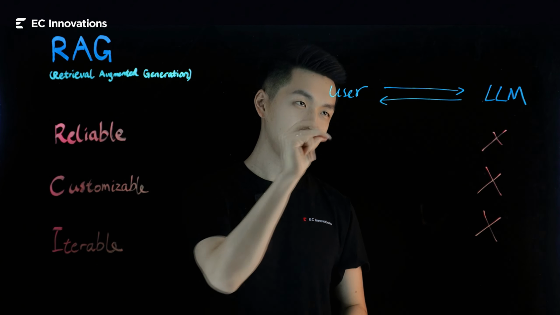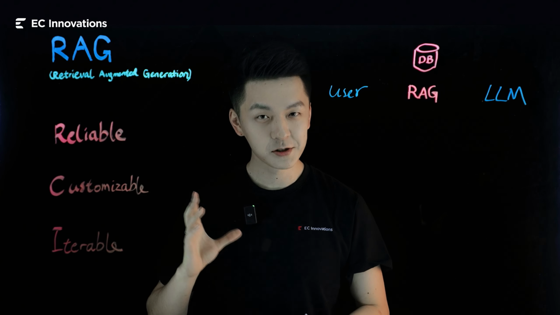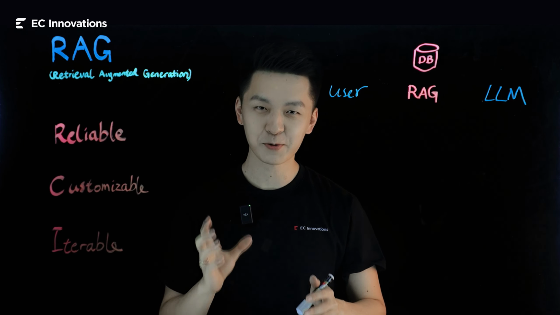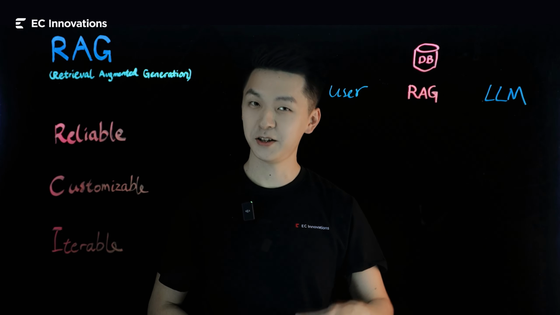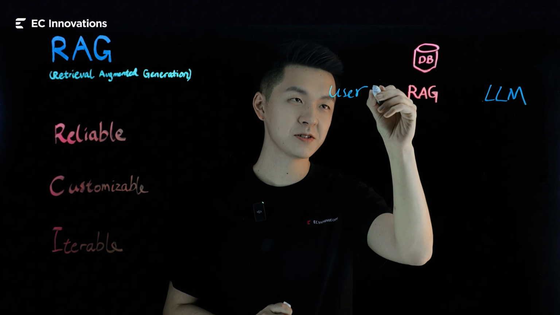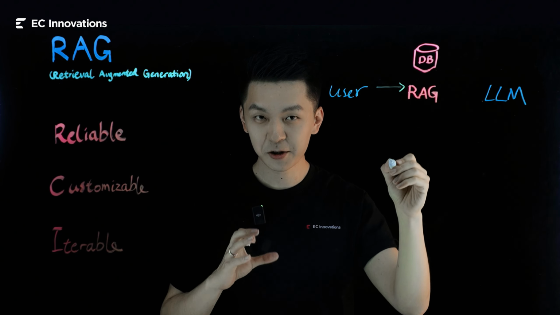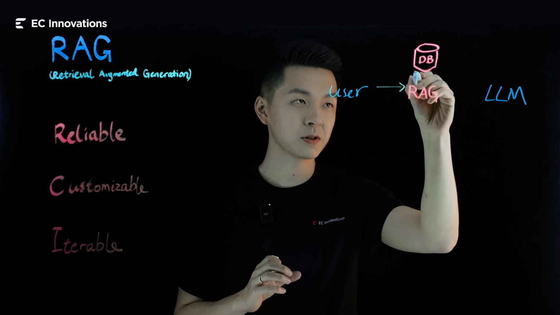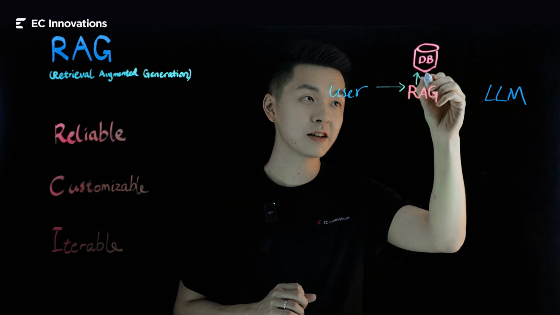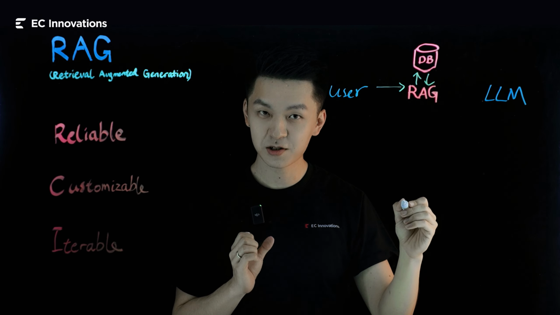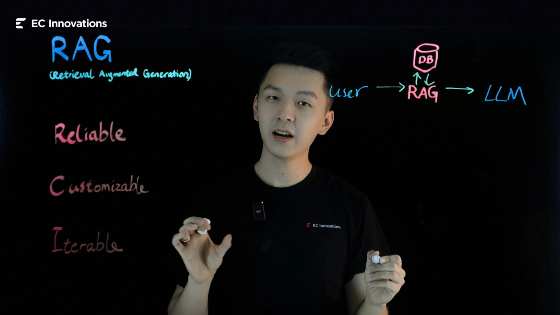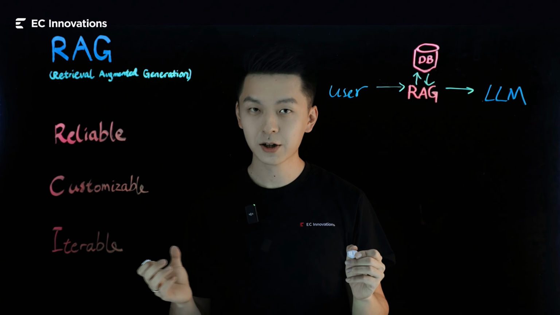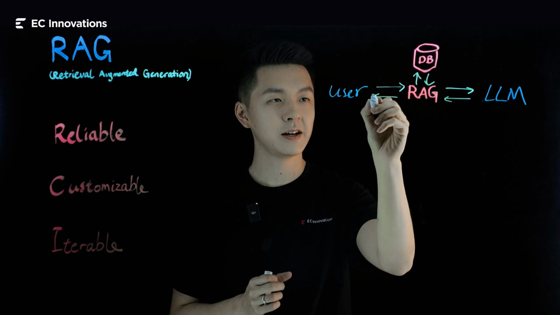So this is where RAG comes in. Think of RAG as your personal assistant who carries around a private bookshelf filled with all the information relevant to your needs. And here's how it works. When you ask a question, RAG first takes your question and searches the bookshelf for the most relevant information. It then hands that information along with your question to the LLM. The LLM uses both the retrieved data and its own knowledge to generate a more accurate and relevant response, and hands it back to the user.